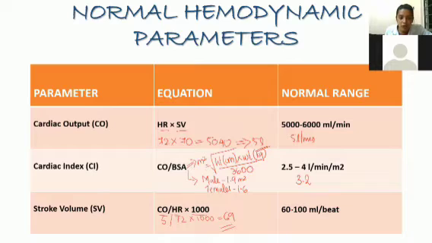So these are the formulas. Cardiac output is heart rate into stroke volume. Cardiac index is cardiac output divided by body surface area, total body surface area. Then stroke volume is cardiac output divided by heart rate into 1000. Okay, so next we are moving on to the definition of heart failure. These basic terminologies you should know, then only you can go further.